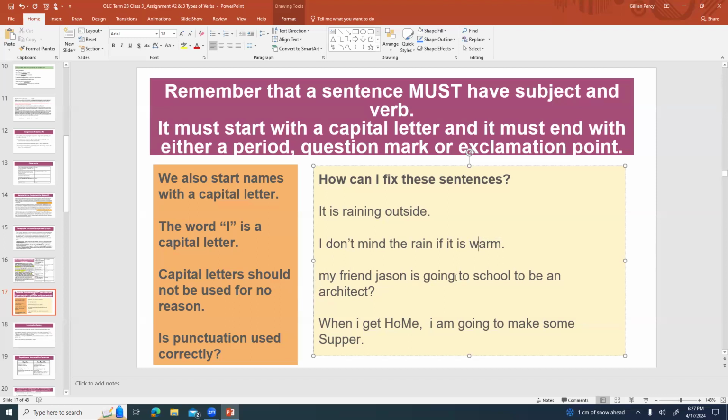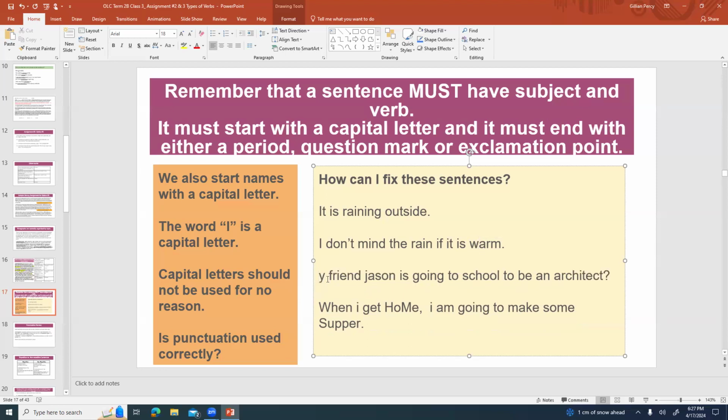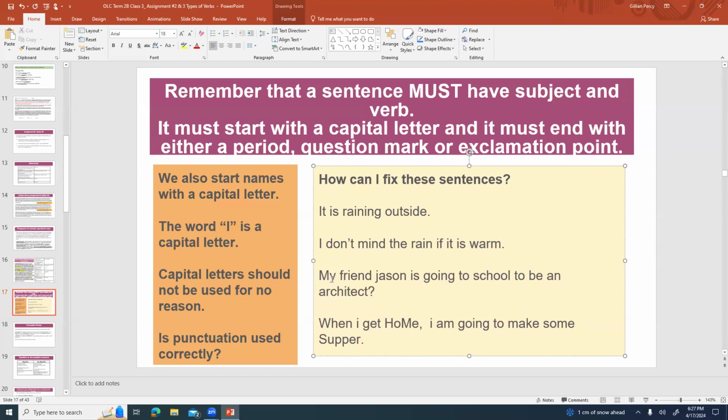My friend Jason is going to school to be an architect. Okay, so my does not need to be a little m. It should be a big M because it's the beginning of a sentence. By the same token, Jason is my friend's name. We wouldn't use a lowercase letter. We use a big letter to show that it is the beginning of a name. My friend Jason is going to school to be an architect.